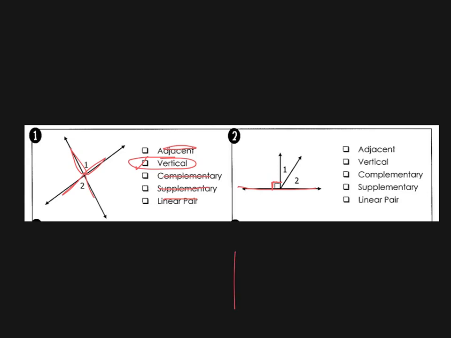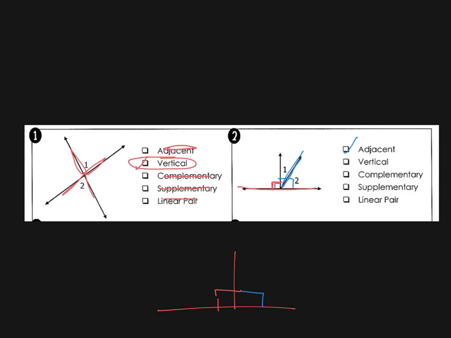Over on number 2, I see this 90-degree box and I see this straight line. So when I have a straight line like this, if this is 90, then this other side must be 90 as well. So I'm going to put a blue box on this side. Well, I have two angles that are next to each other and they share this common side. So 1 and 2 are at least adjacent.